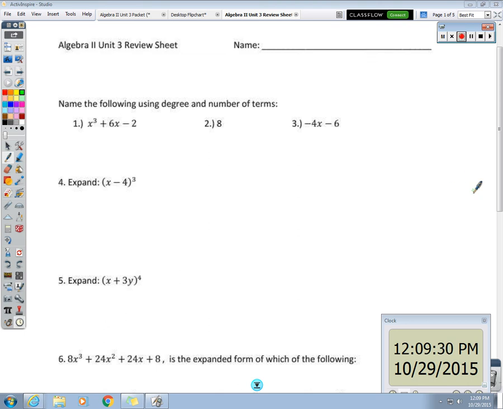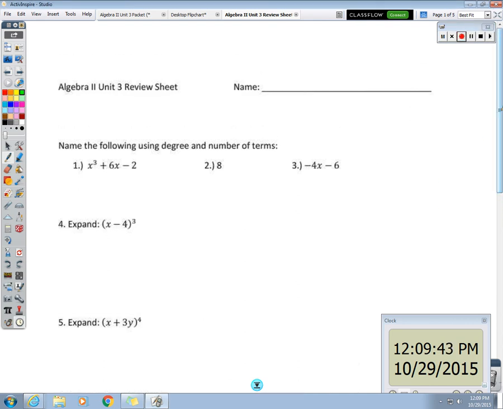Alright, we're going to be going over the Unit 3 review sheet. The first three problems, the directions are name the following using the degree and the number of terms. Well, before we do that, let's go back and talk about what that means. If you're trying to name a polynomial by its degree, you're going to look at the highest exponent. Okay, the degree is referring to the highest exponent.